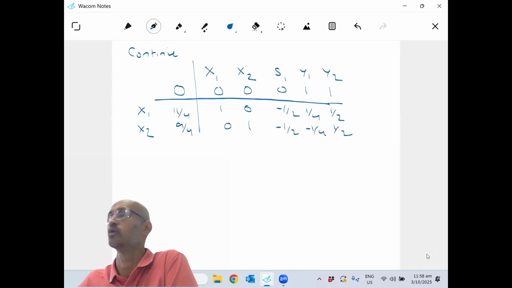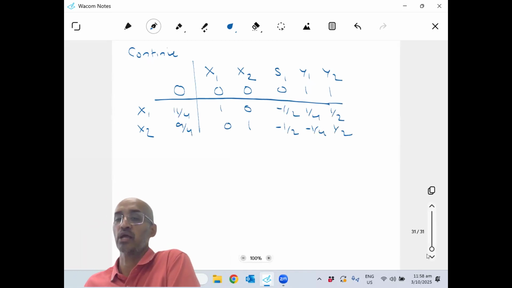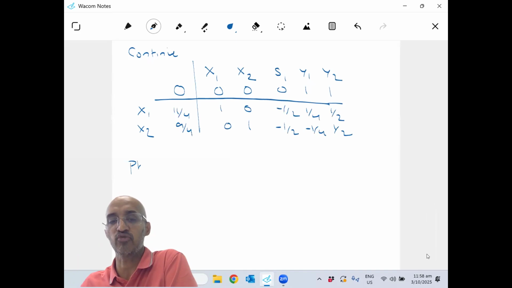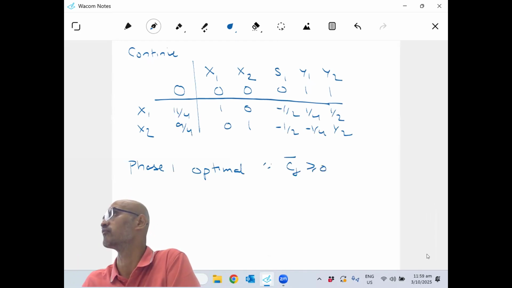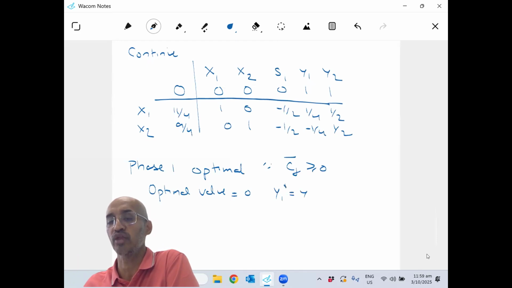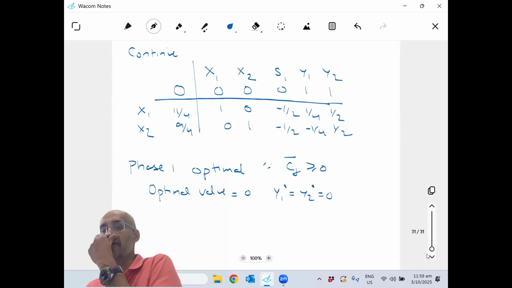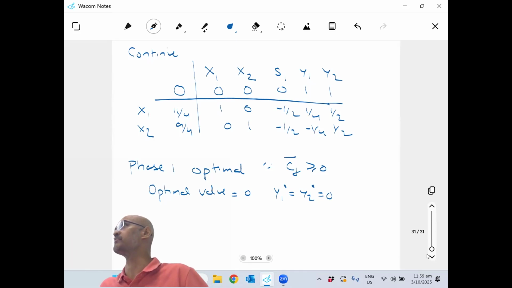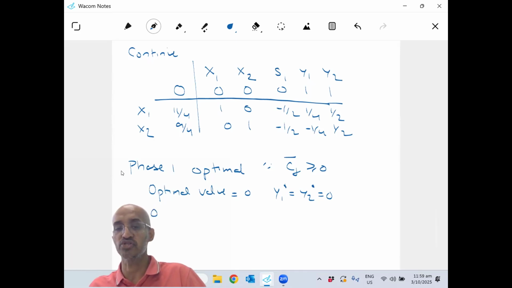Continue. You will get to this. This is optimal. Phase 1 optimal. Why? Because all Cj bar are non-negative. Optimal value is 0. How is this possible? Because y1 and y2 are 0. They are non-basic variables, they're 0. So this means that the original LP is feasible. Therefore, the original LP is feasible.